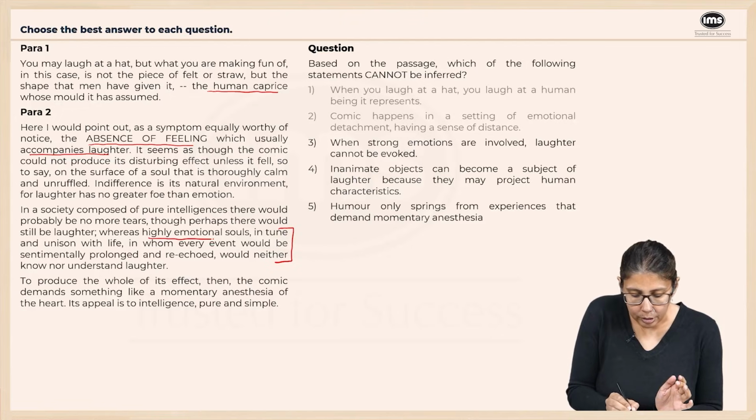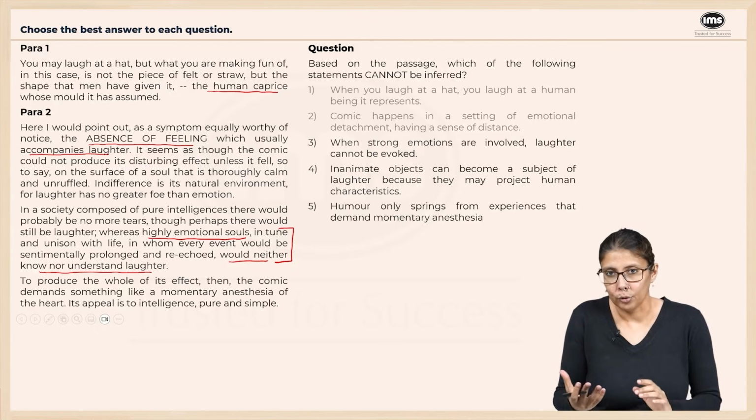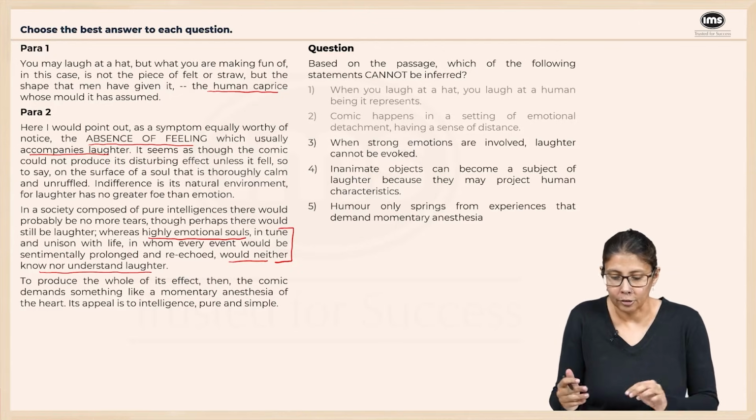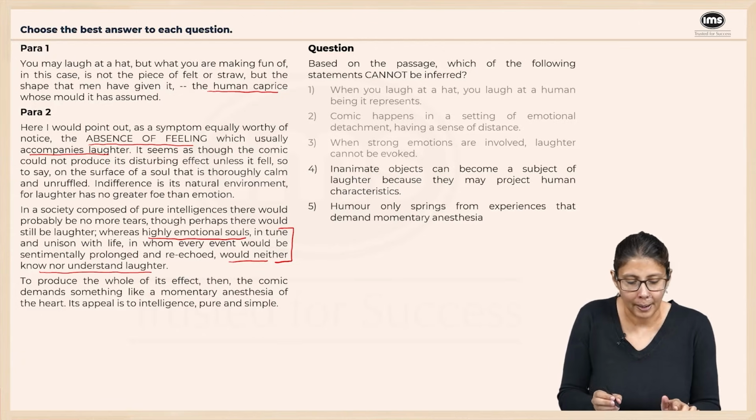Highly emotional souls would neither know nor understand laughter because they're feeling everything. So they will not find it funny, they're not detached. Option 3 can be inferred, so this is out. The fourth one says, inanimate objects can become a subject of laughter because they may project human characteristics. This we get from the first paragraph.